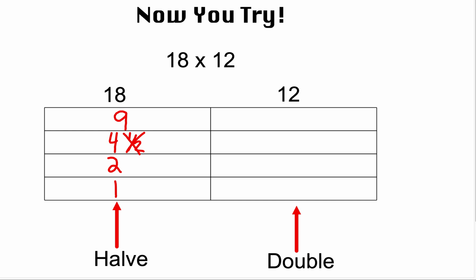So it would be 24, 48, which is 24 plus 24. 48 and 48, I believe, is 96. And 96 and 96 is 192, I believe, right?